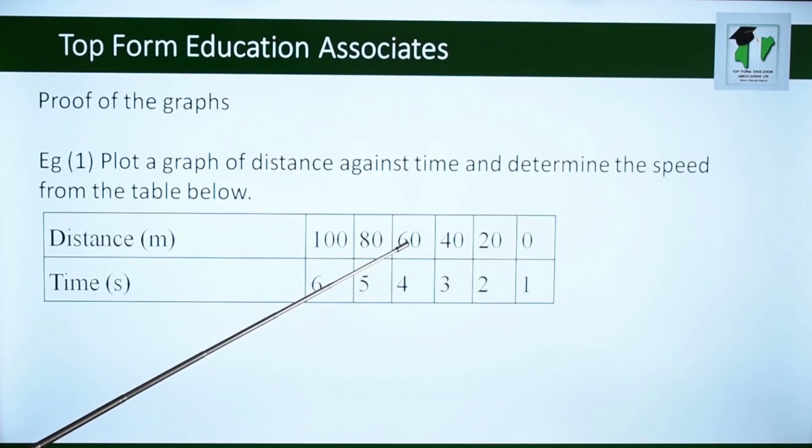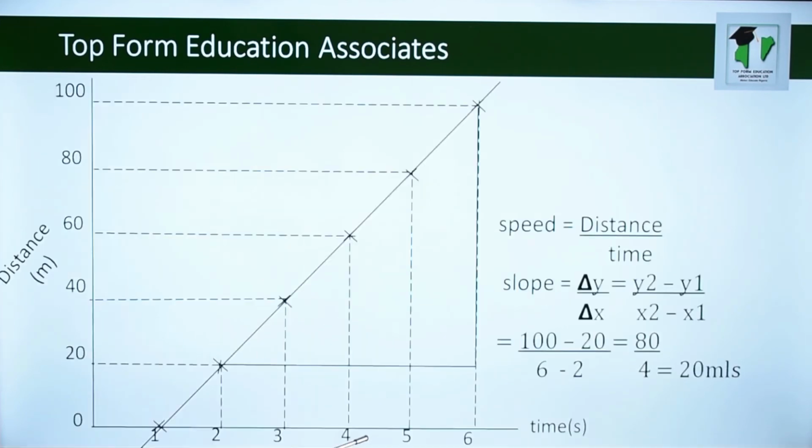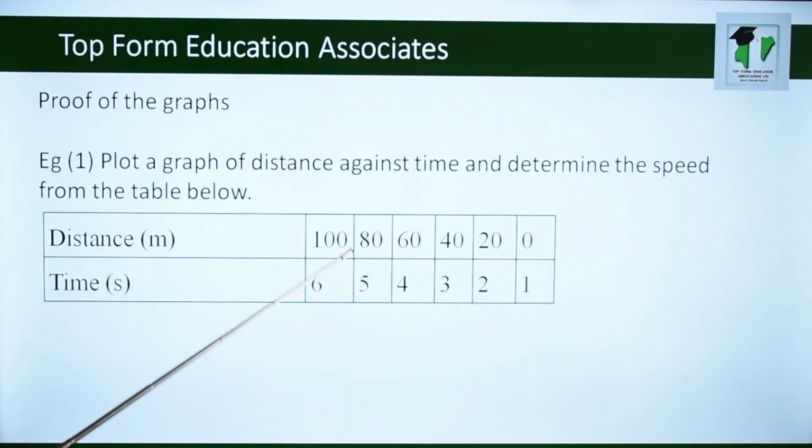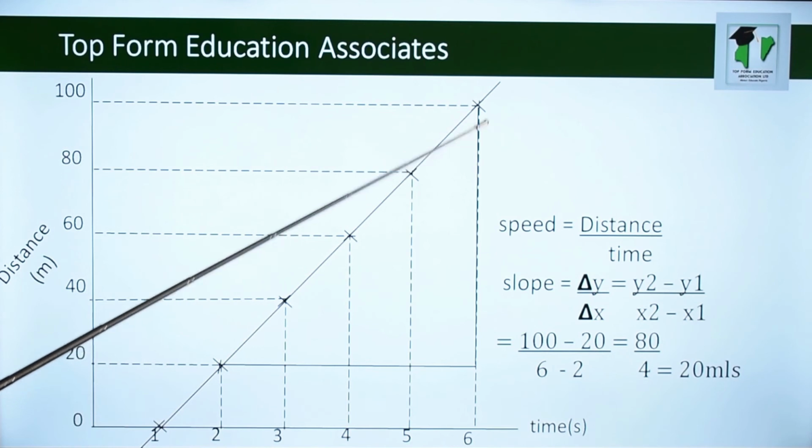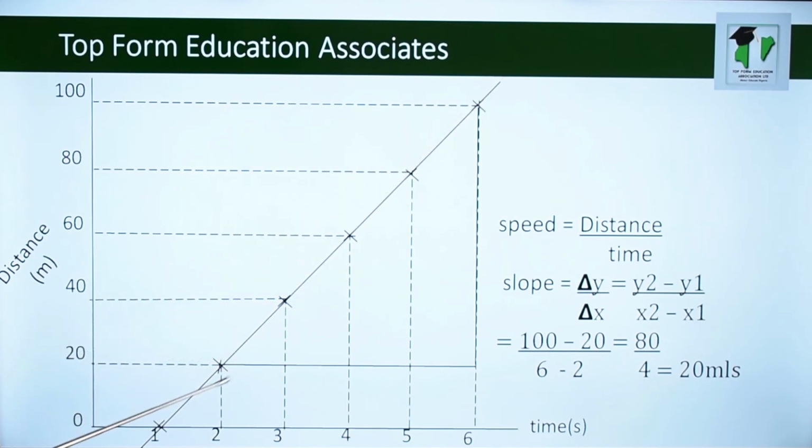At 60 meters, the time is what? 4 seconds. At 60 on the y-axis, you trace the points, the time is 4 seconds. At 80 meters, the time is what? 5 seconds. And finally, at 100 meters, which you have on the table there, the time is what? 6 seconds. If you trace the points now and join them, you have a straight line graph. You can take your slope from any of these points.